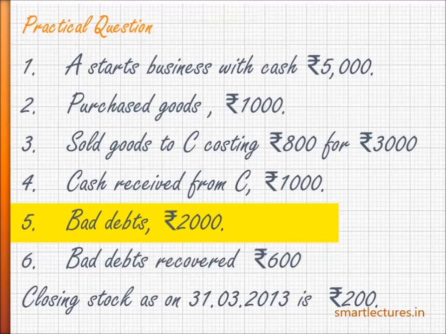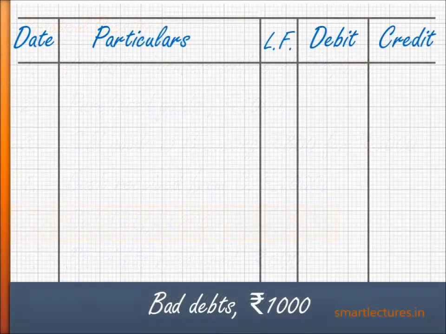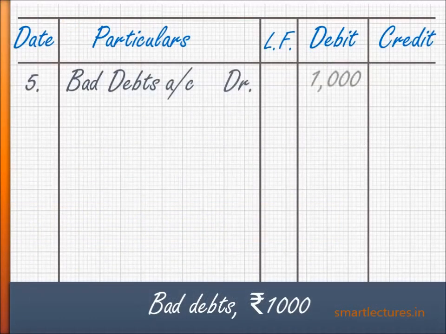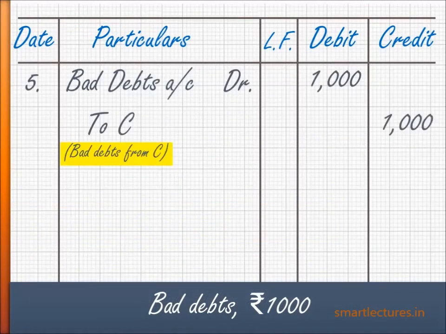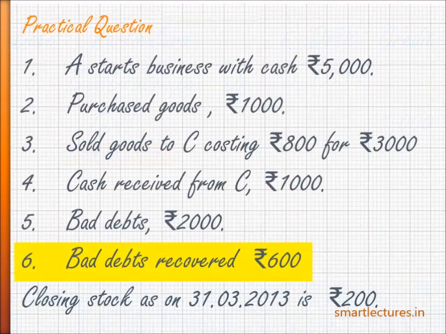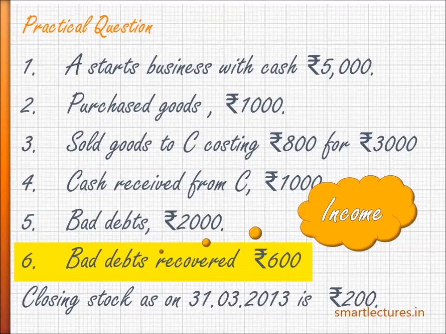So now the next transaction is bad debts from C, rupees 2,000. So what will be the journal entry? Bad debts account debit to C. I explained you in the last segment. Now bad debts recovered from C, rupees 600. You know, bad debts recovered is the income for the firm.